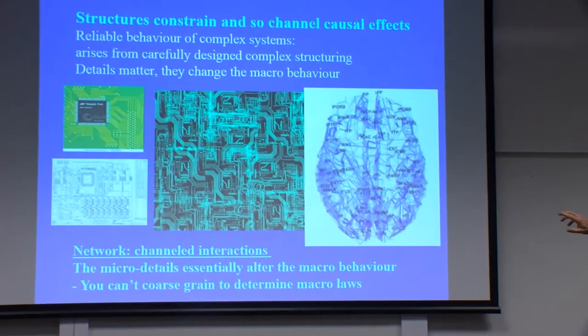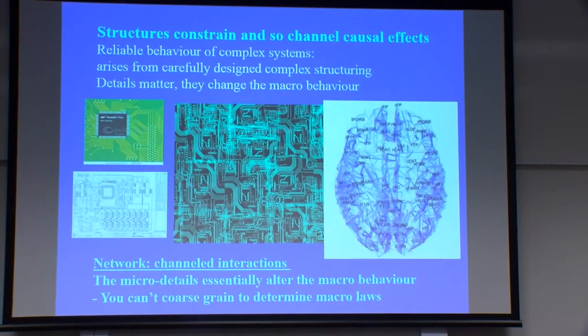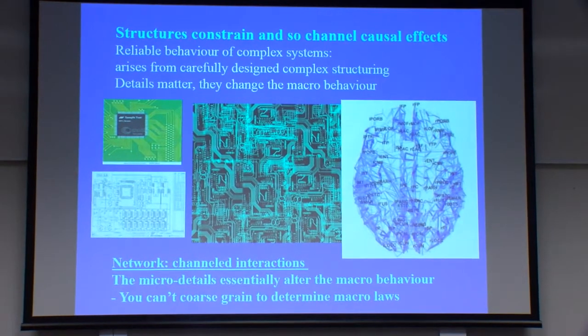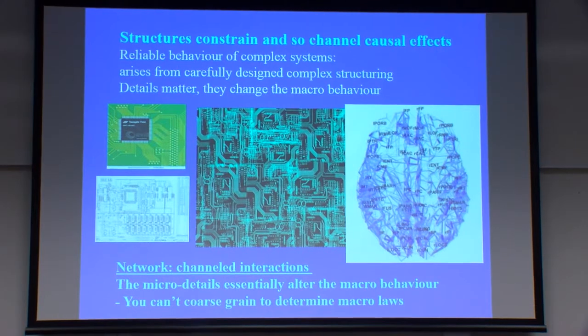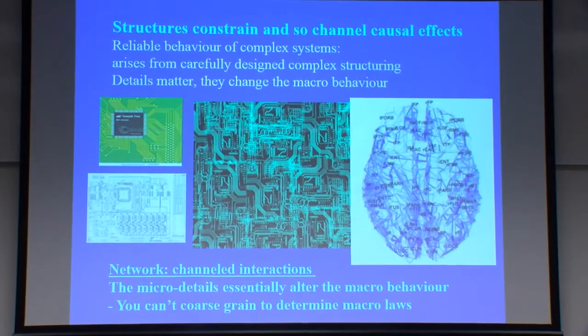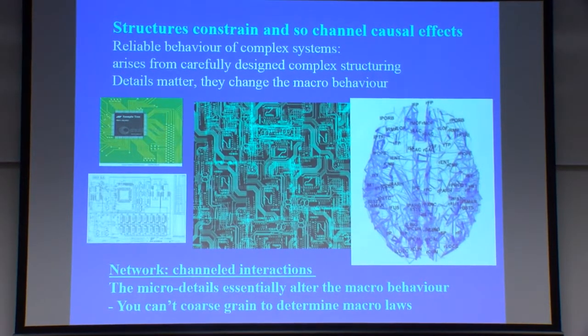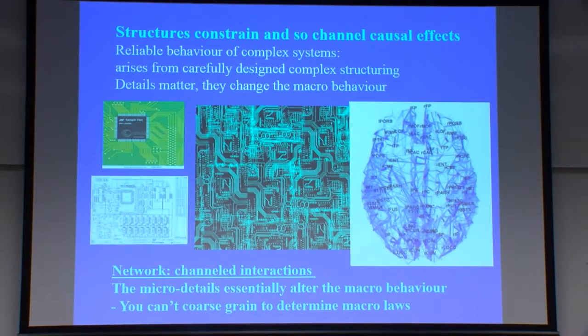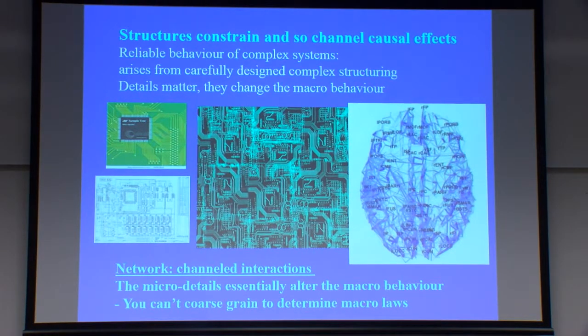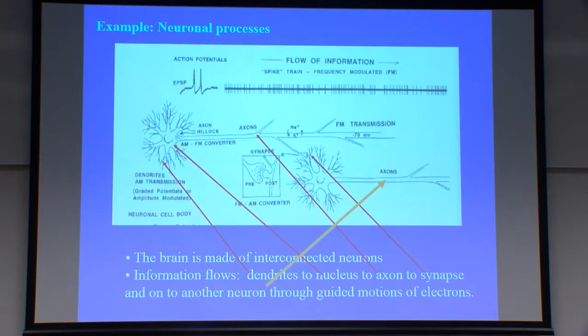Okay, so like I emphasized last time, structures constrain and so channel causal effects. You get reliable behavior arising from carefully designed complex structuring of the chips and very carefully sculpted relationships in the neural networks in the brain. And the micro details are really important here. If you rewire some of those wires, then things may go essentially wrong and you can't coarse grain.